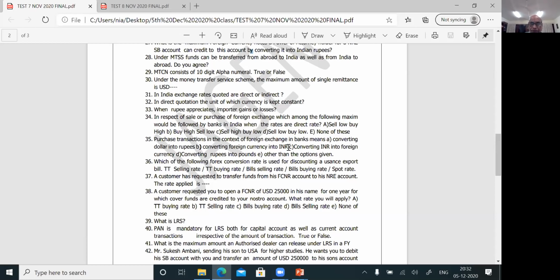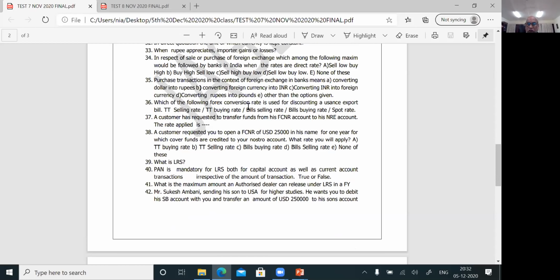Question number 36. Which of the following forex conversion rates is used for discounting a usance export bill? So that is a usance export bill. The usance export bill will be in what currency? In foreign currency, isn't it? Your exporter has exported the goods and is having an export bill. The export bill is drawn in the foreign currency. It has to go abroad, then you will get the money, isn't it?